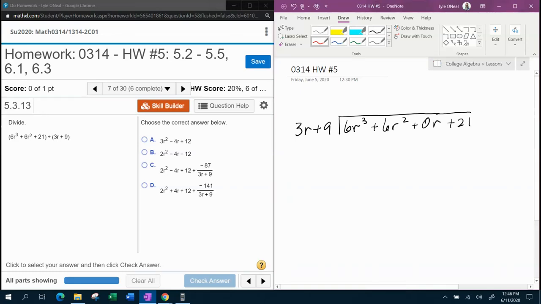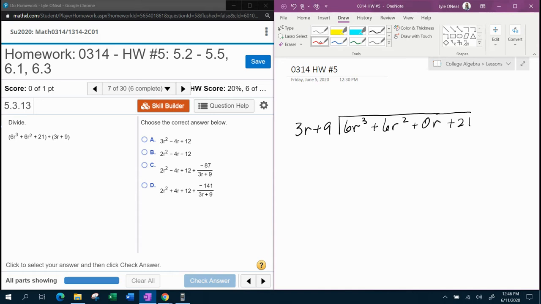All right, here we go. Question number 7 from our 0314 homework number 5 in MyLab Math. And the instructions say divide. So this is going to be another example of long division. And we know that because our divisor is a binomial.